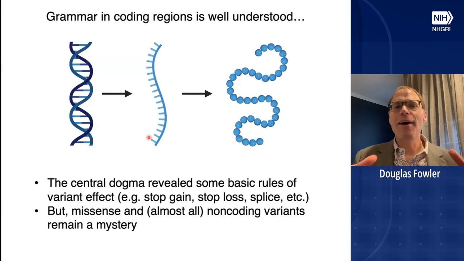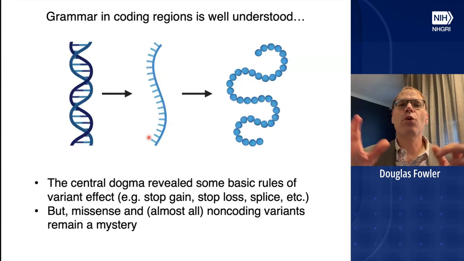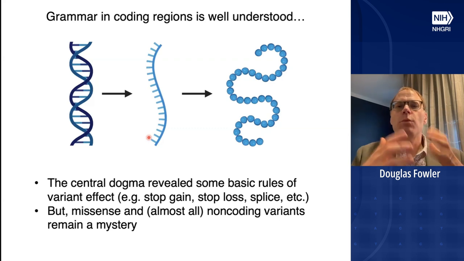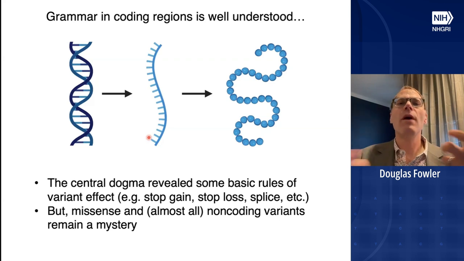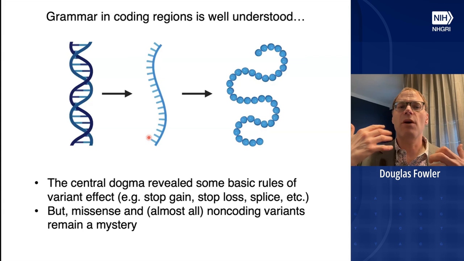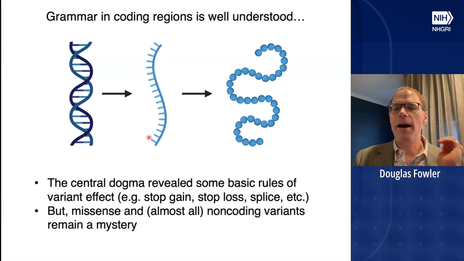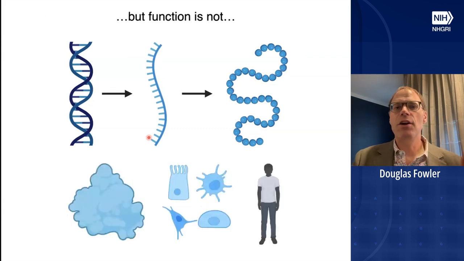However, the sidewalk of easy to interpret variants using the central dogma runs out very quickly. Missense variants that change an amino acid sequence are extremely challenging to interpret, and we'll talk about that in a minute. And then, of course, there's the vast universe of non-coding variants. We've only just recently arrived at the point where we even know where the important regions of the non-coding genome are and have some sense of what those regions do, but we're still very much lost when we try to understand what variants in those non-coding regions do in general. So although we have the central dogma, in practice, most variants in the genome are hard to understand. It's hard to predict what they do.